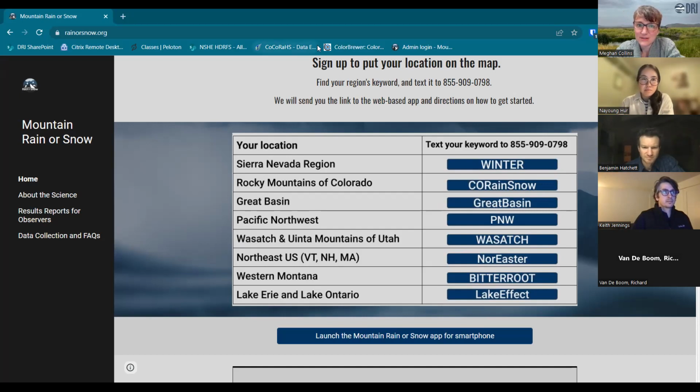So the short answer is yes. From anywhere in the country, we send alerts to these regions, but if you are located somewhere else and want to participate, there is absolutely no stopping you.